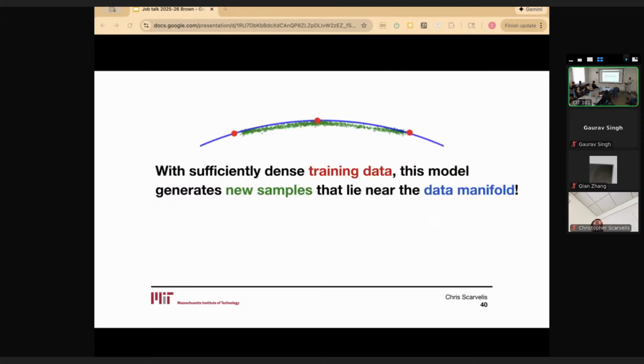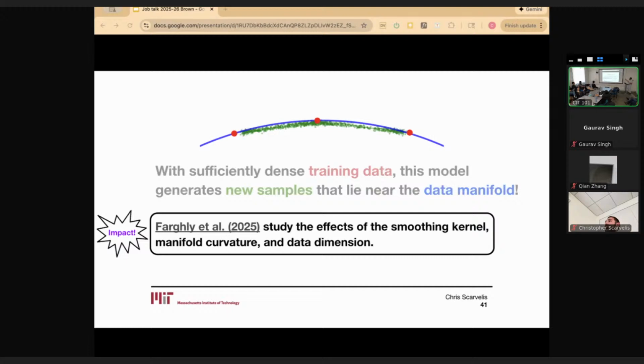Now, if the training data densely covers the underlying manifold, then these interpolants will be new samples that live near the data manifold, which is another way of saying that this model is going to generalize. This slide over here shows a simple example. Because the red points are a dense enough sampling of the blue curve, which is a very simple low curvature manifold, the smooth model samples in green approximate the curve pretty well.